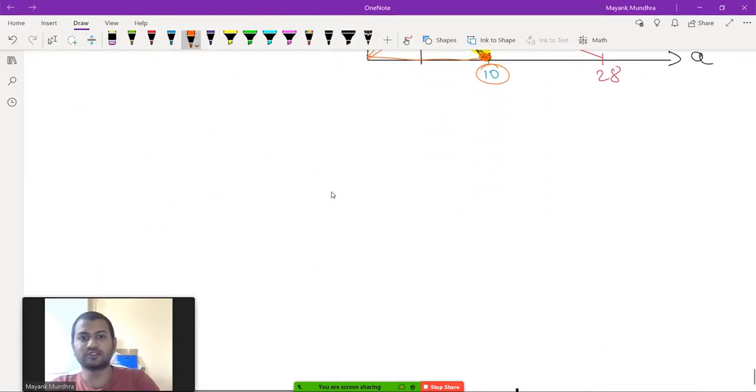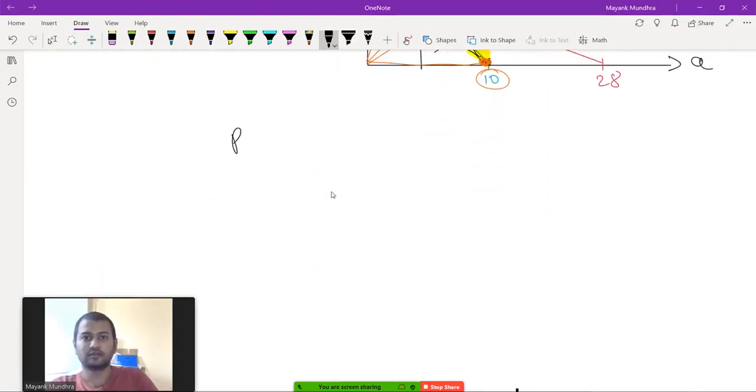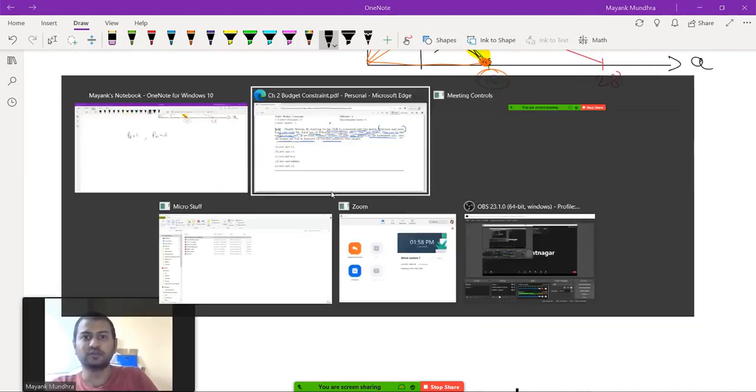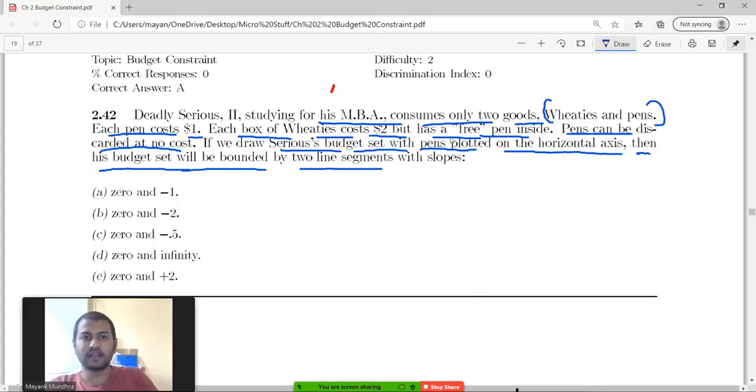Price of pen equals 1 and price of VTs equals 2, but each VT has a free pen inside. Okay? So pens can be discarded at no cost. Income is not given, so I'm going to assume any amount of income.